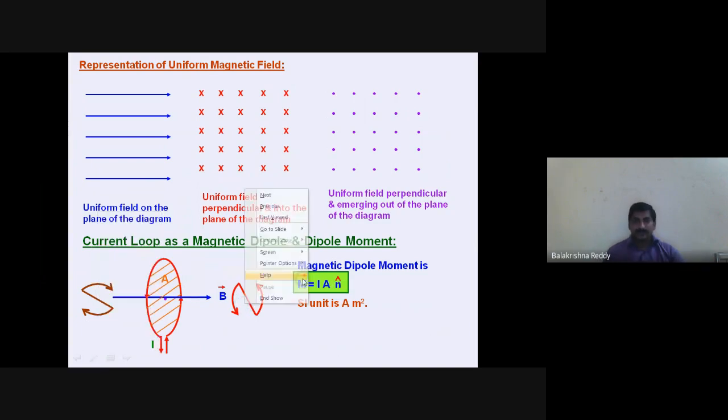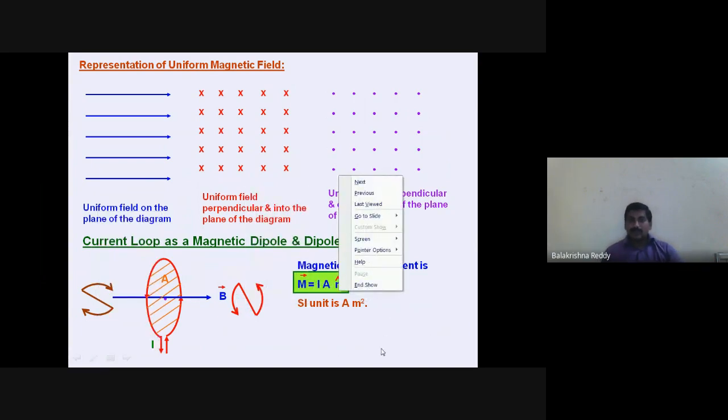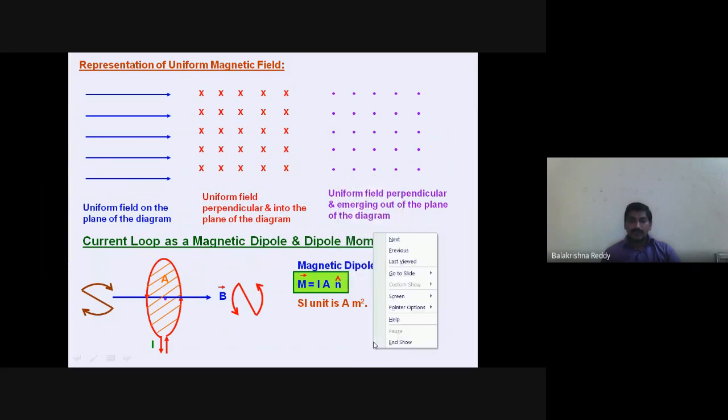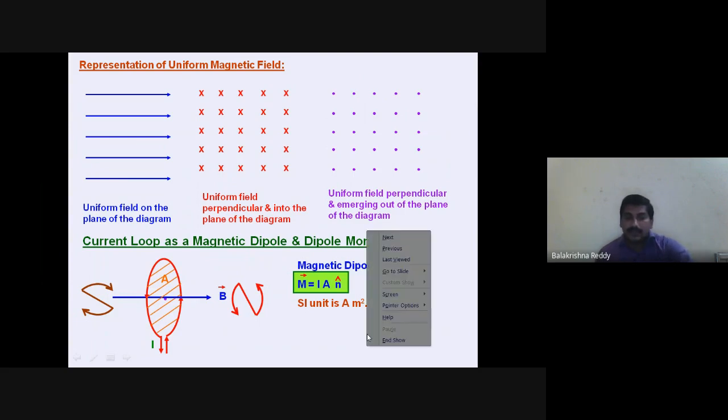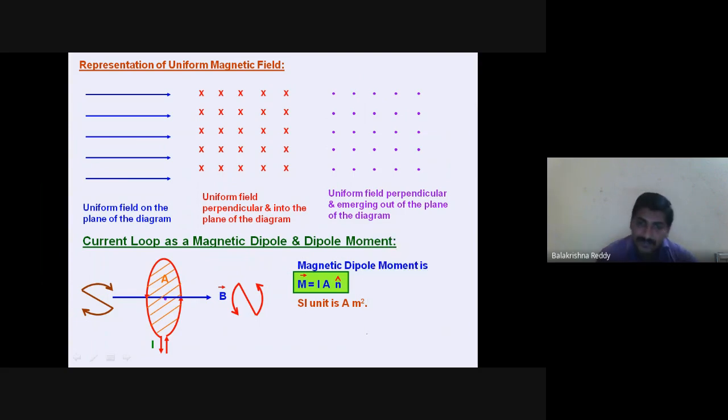M equal to I into A, we can say. What is this M equal to I into A? M is the magnetic dipole moment. I is the amount of current which is flowing through the loop. A is the area of cross section. N cap determines the direction of the magnetic field.